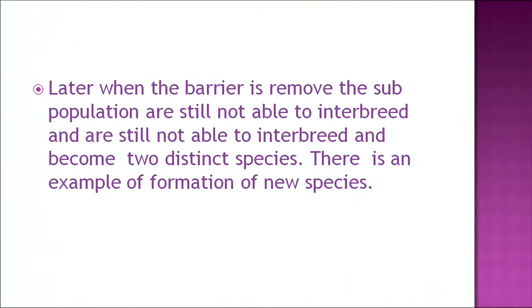With passage of time, the subpopulations became very different and got isolated reproductively and can no longer interbreed. Later, when the barrier is removed, the subpopulations are still not able to interbreed and become two distinct species. There is an example of formation of new species.